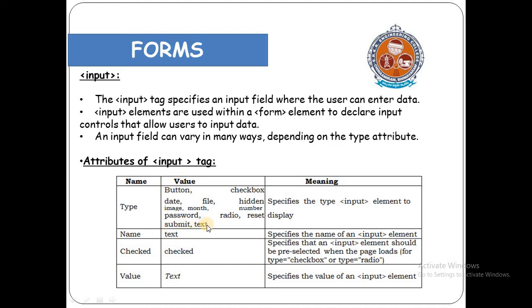Input type equal to text displays the text. The next attribute, name, is the name of the input element. Suppose we are taking a radio button for gender, we use name equal to gender. The checked equal to checked attribute is useful for radio buttons. While using gender types like male, female, others, if we give checked equal to checked for male, it will automatically check the male button. For the default radio button, this checked option is used.